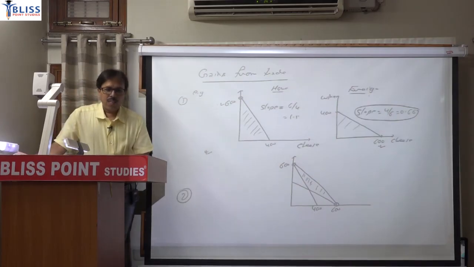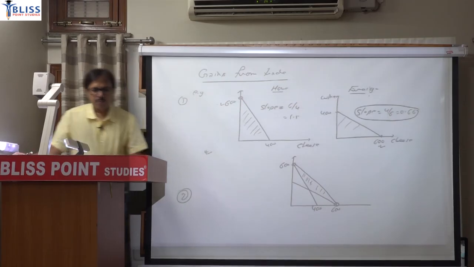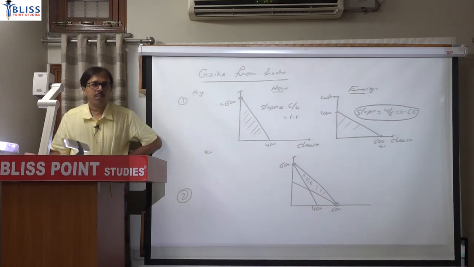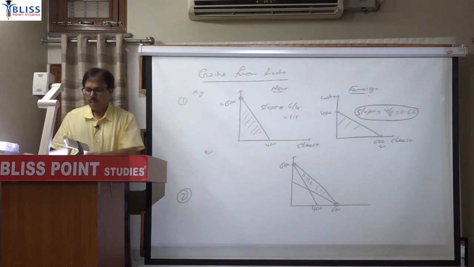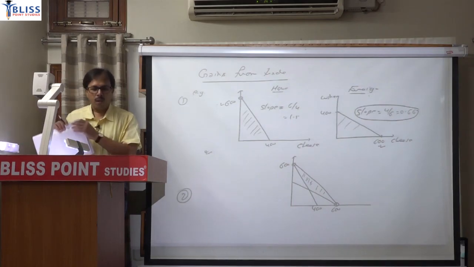Second point now. Gains from trade arise due to indirect method of production. Underline the words: indirect method of production. Full stop.